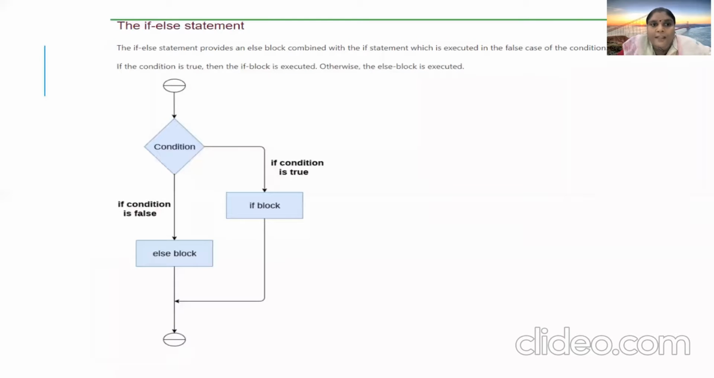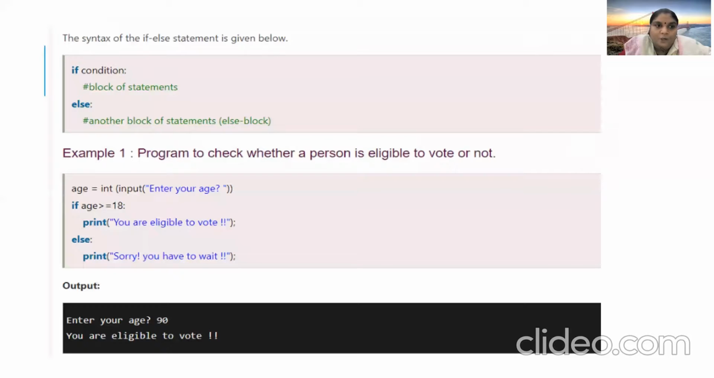Next, coming to the if and else statement. In an if and else statement, there is a condition. If the condition is true, it is going to execute the true block. If the condition is false, it is going to execute the false block. So the syntax goes like this: if the condition, block of statements to be executed, else another block of statements to be executed. The one example I told you: I'm getting age as the input from the user. I'm checking if age is greater than or equal to 18. I can say print you are eligible to vote. Else I will say sorry, you have to wait. So this is one example of if and else.